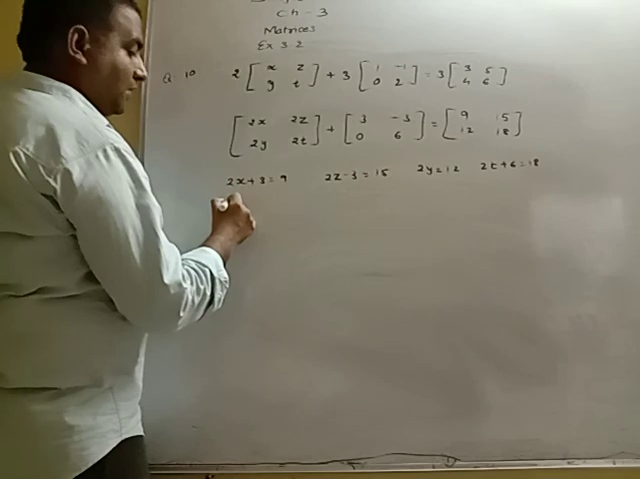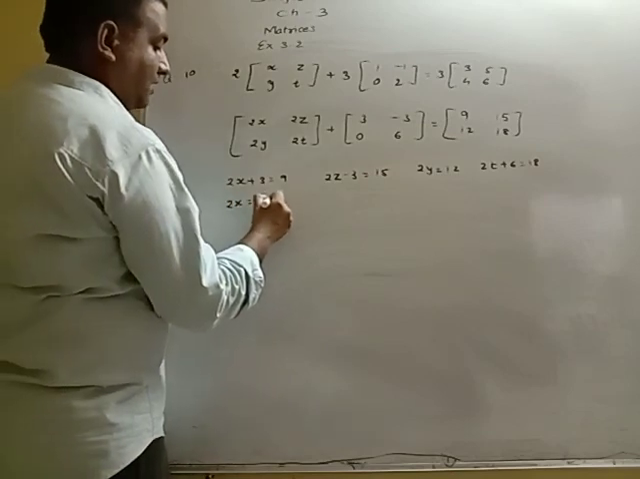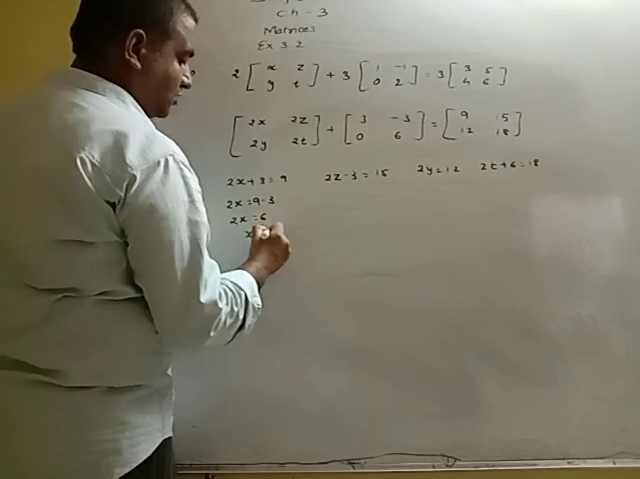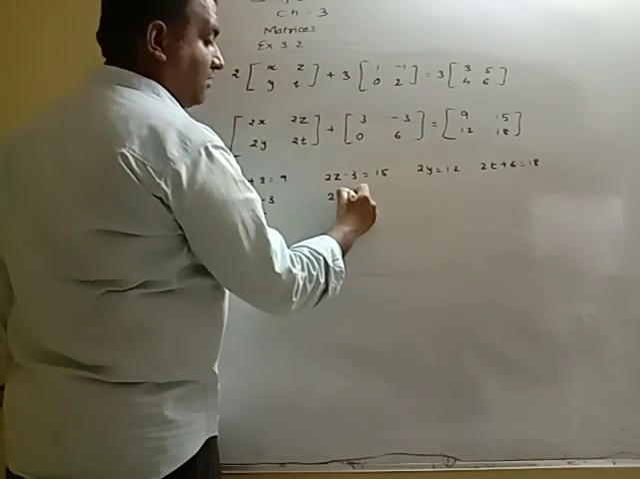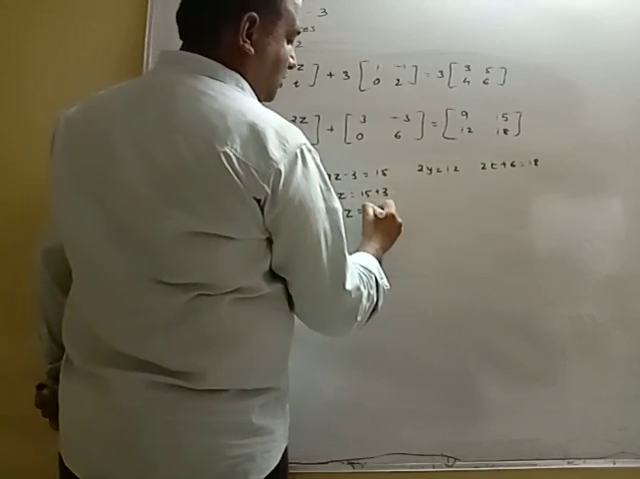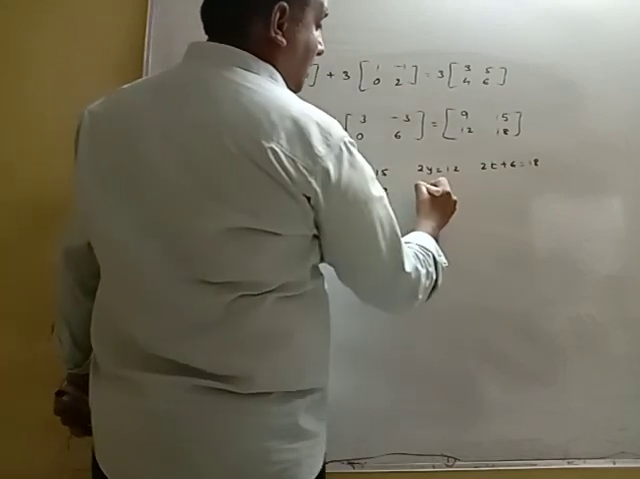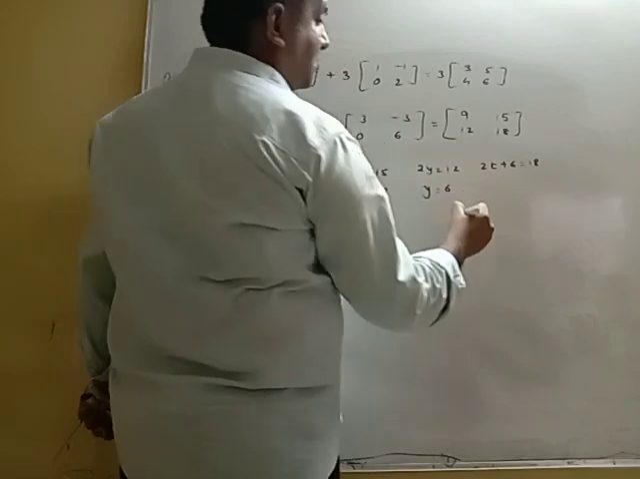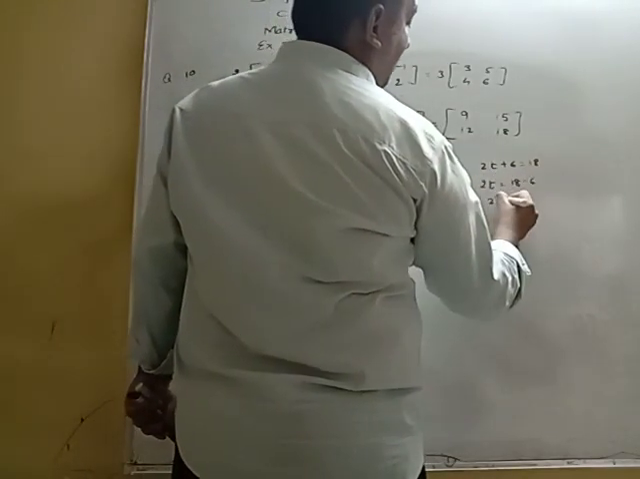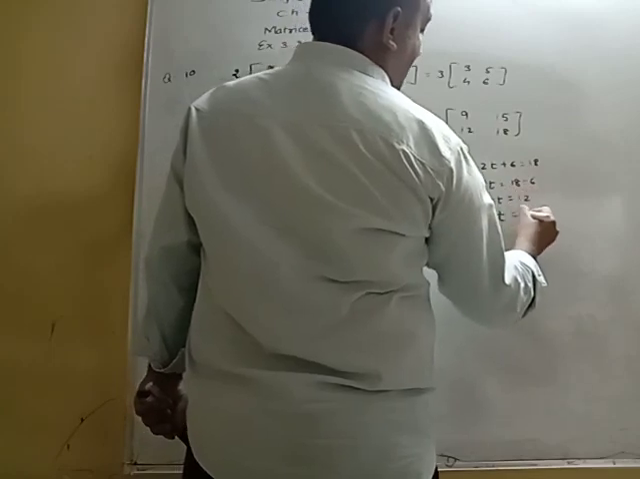We simplify them, then 2x equals 9 minus 3. So 2x equals 6, so x equals 3. 2z equals 15 plus 3. So 2z equals 18, so z equals 9. Y equals 12 by 2, so 6. And 2t equals 18 minus 6, so 2t equals 12, so t equals 6.